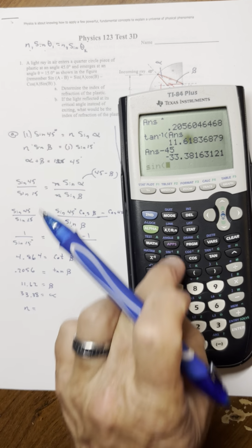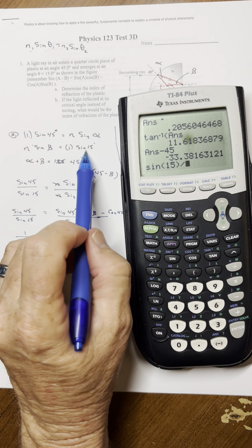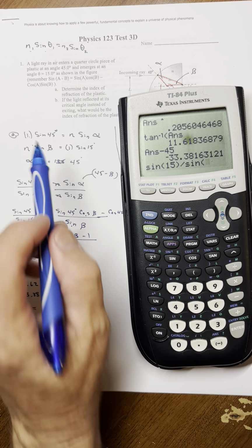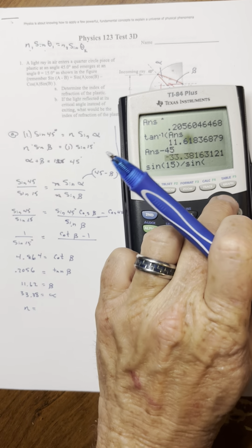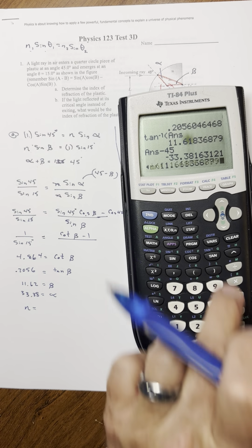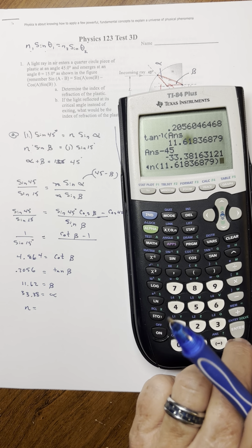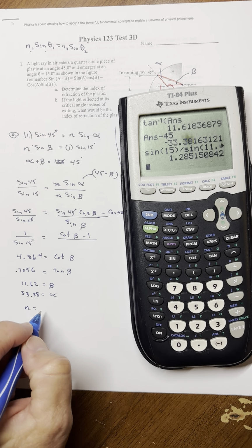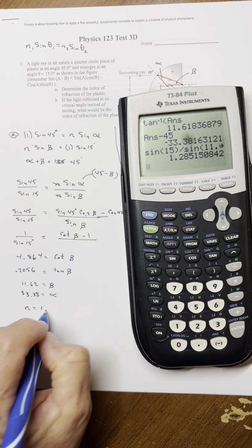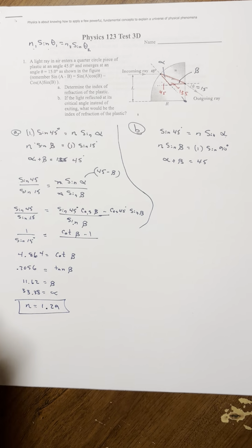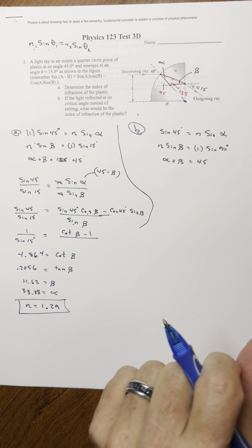take the sine of 15 and divide it by the sine of beta. That's that 11.261836879. And I get an index of 1.29. So there would be part A, putting those three equations together.